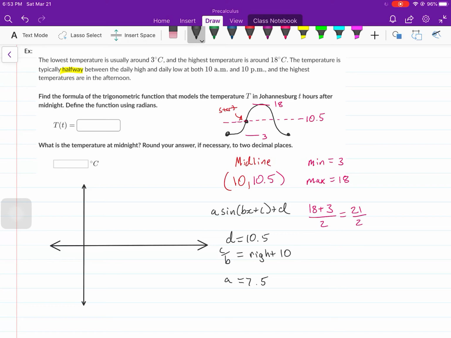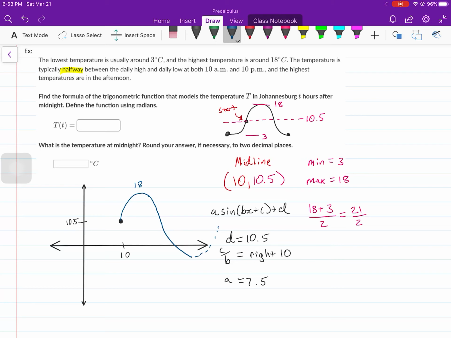So once again, just to show what's going on here, we're here at 10 and 10.5. That's going to be our midline point, and we know that it's going to be increasing from there because it goes to the highest temperature in the afternoon. That highest temperature is 18. Then it comes back down. So that's what we're modeling right now. Eventually it's going to come back up. So let's figure out the period.